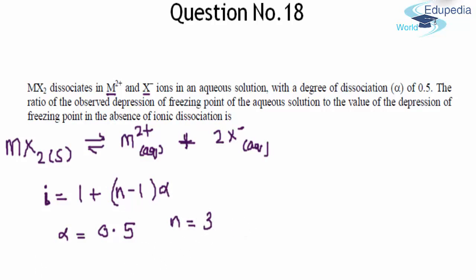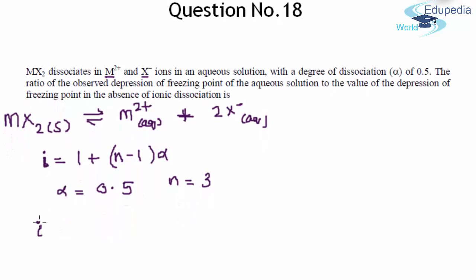So n is going to be 3. If I substitute both the values in the above formula, I will get the value of i, Van't Hoff factor, as 1 plus (3 minus 1), which will become 2, and alpha, which is 0.5. So 2 into 0.5 will become 1, and 1 plus 1 will become 2. So that will be my value of i. So now the question is very simple.